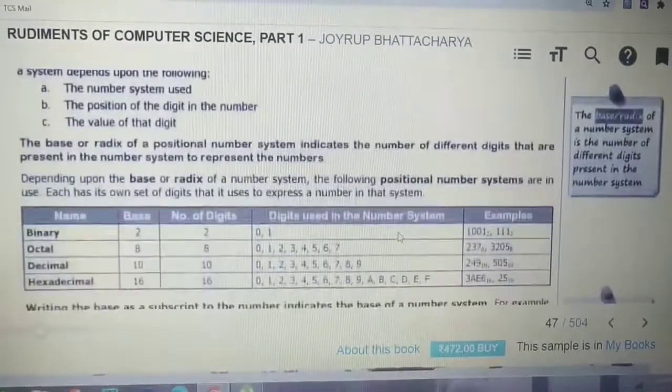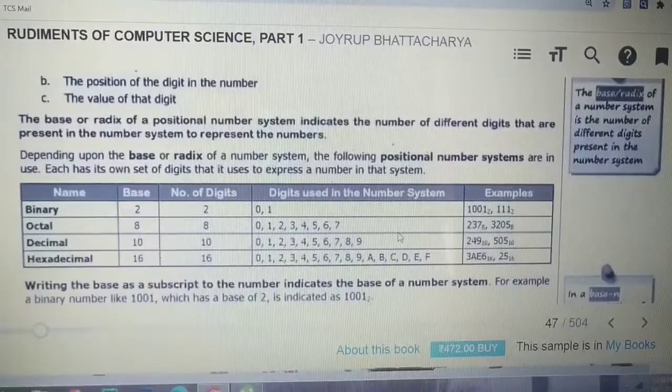Under the positional number system we have binary, octal, decimal, and hexadecimal. Binary means only two digits are there, 0 and 1. That's why the base is 2. In octal, 8 digits are there: 0, 1, 2, 3, 4, 5, 6, 7. So 0 to 7 is how many digits? 8 digits are there. That's why the base is 8.